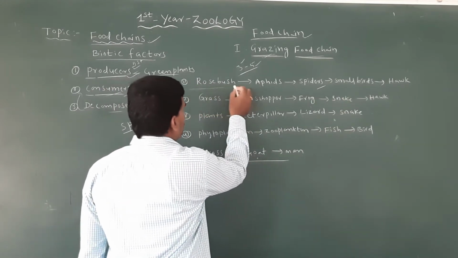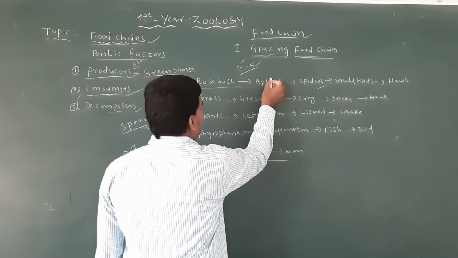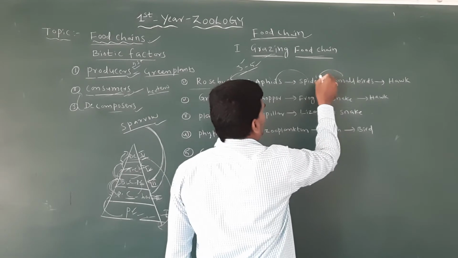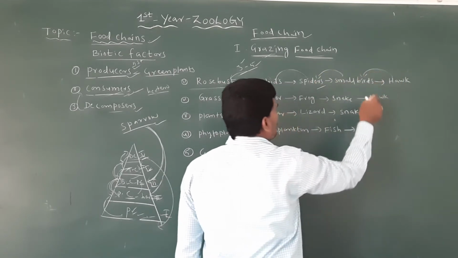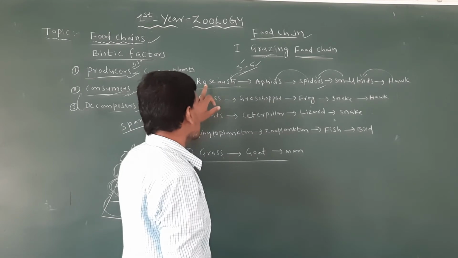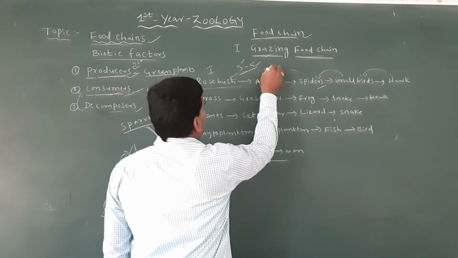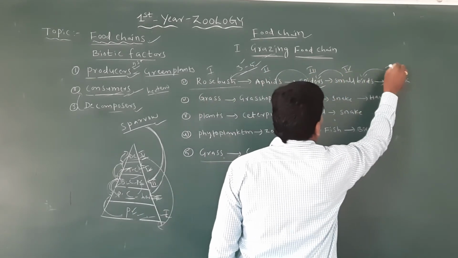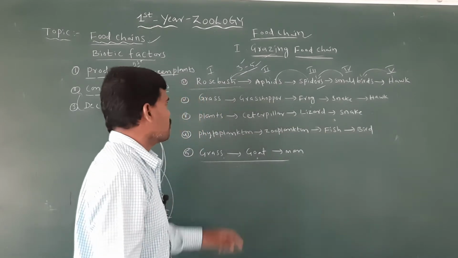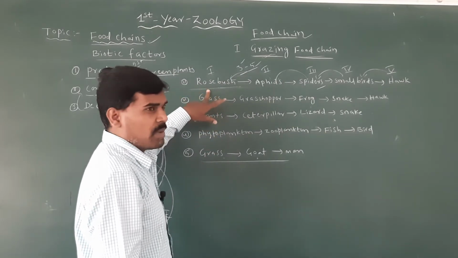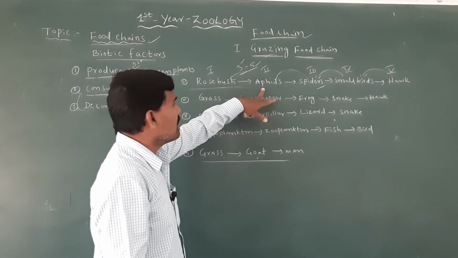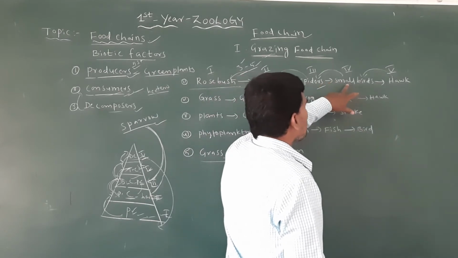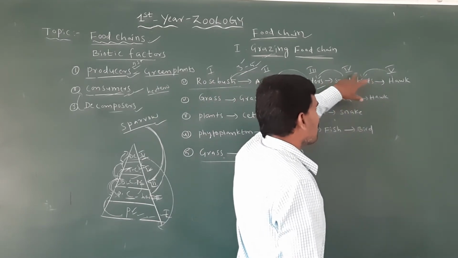First of all, the rose bush. The aphids feed on the rose bush, the spiders feed on the aphids, next small birds feed on the spiders, and the hawk feeds on the small birds. So how many trophic levels? The first, second, third, fourth, and fifth trophic levels. The rose bush occupies the first trophic level, aphids the second, spiders the third, and small birds the fourth.